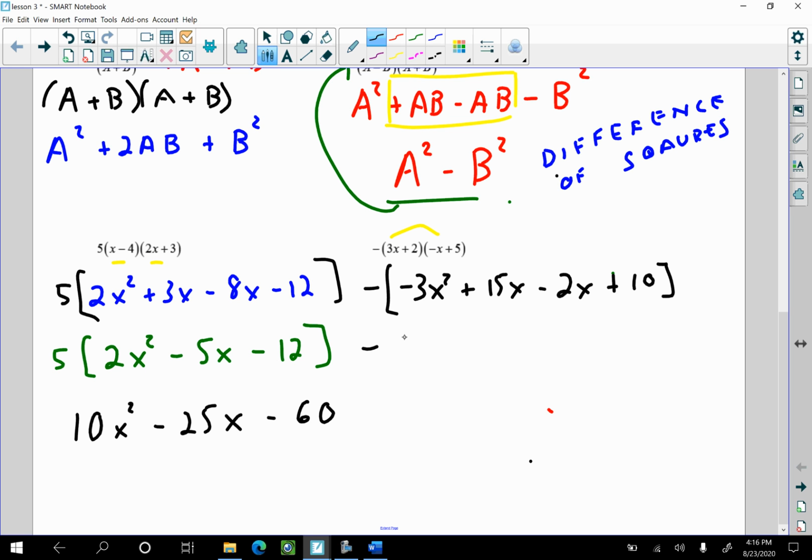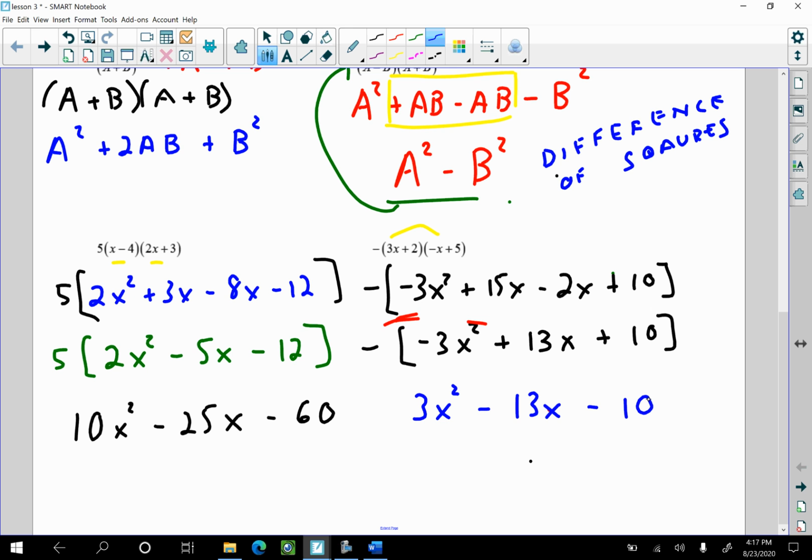Let's not run through the negative yet. Let's simplify what's inside. 3x squared, 15x minus 2x is positive 13x, plus 10. Now I'm going to distribute the negative sign. And what do I have? I have 3x squared minus 13x minus 10.